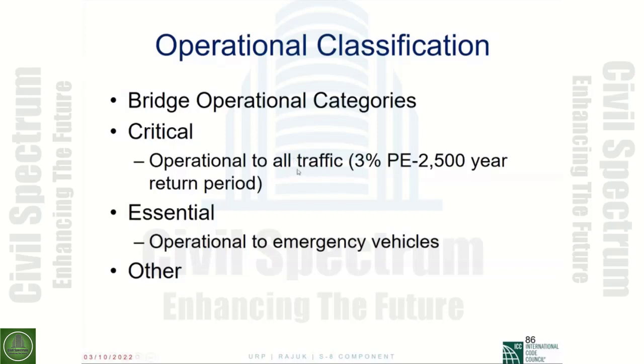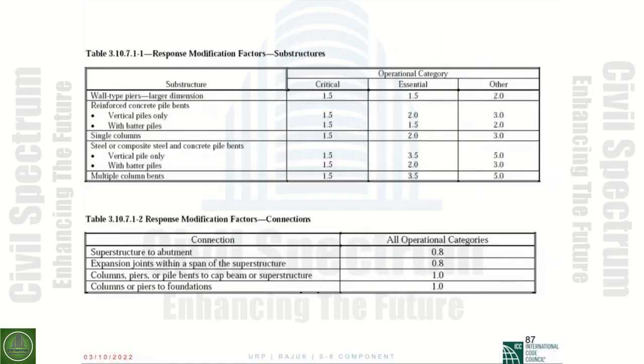And we want to have the bridge essentially elastic. This one here is if we want to have only operational for the emergency vehicles. The third one, which is called the other, is what we normally design. Most of the highway bridges, we design them under the other. What will be the difference in these? That will be the R factors.